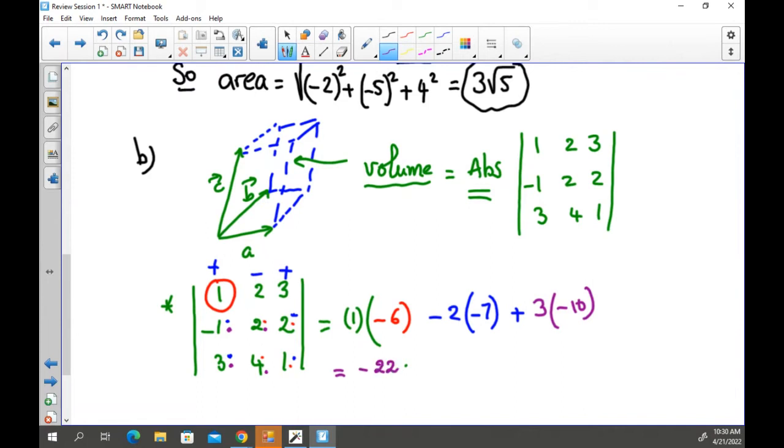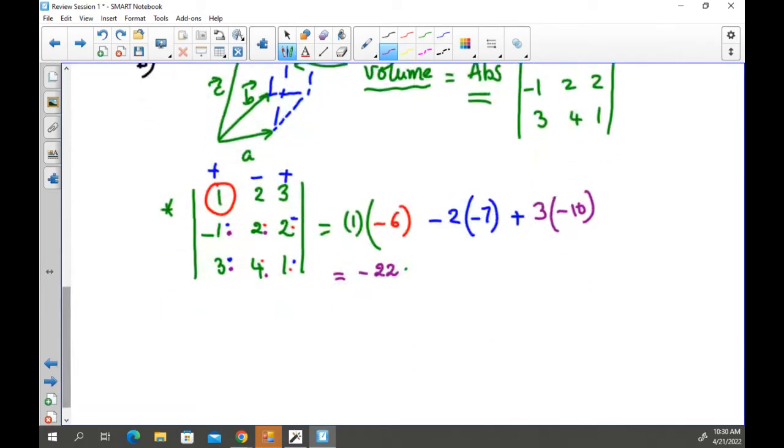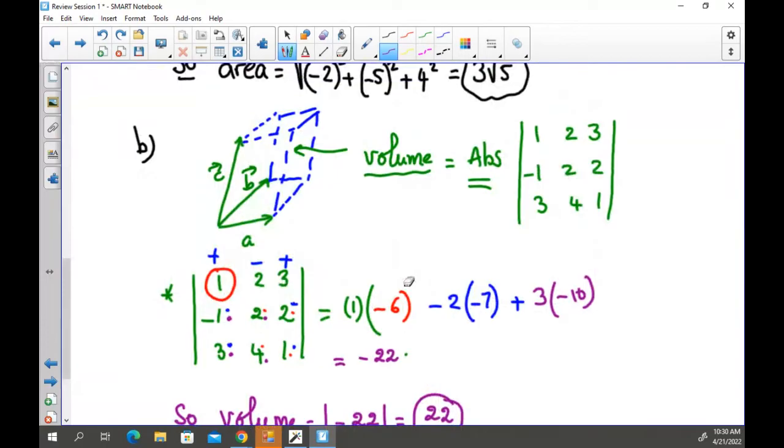Is this the volume? Is the volume minus 22? No. What is it? The absolute value of minus 22, which will be 22 like this. That's it. So again, really simple.